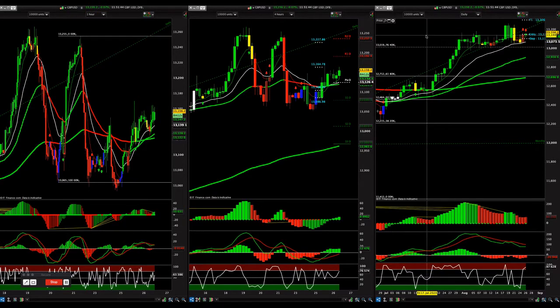But at the moment, because it's moved and it's stopped at the 50%, I'm looking for it to fail and maybe drop back for a decent move back down to maybe 131 and below.